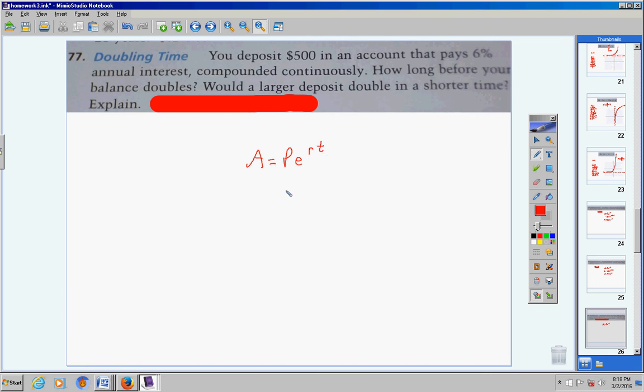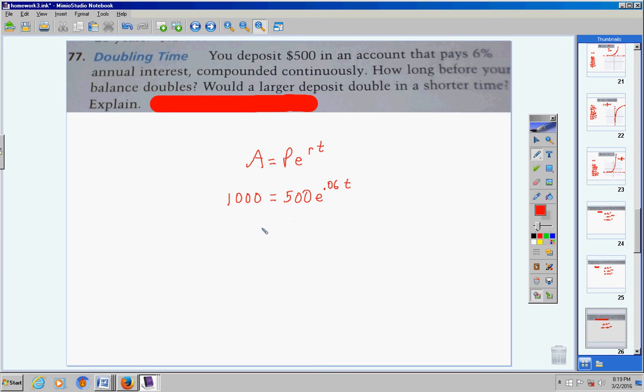Now let's substitute in the numbers that we know. I'm starting off with 500, correct? Sure I am. I know my rate. My rate is 6%. However, I don't know T. In fact, it says how long for your balance to double, so I don't know what T is. I do know what A is, though. Remember, I want my balance to double. So if I start off with a 500 here, I'm going to put 1,000 over here. It doubled. There you go.